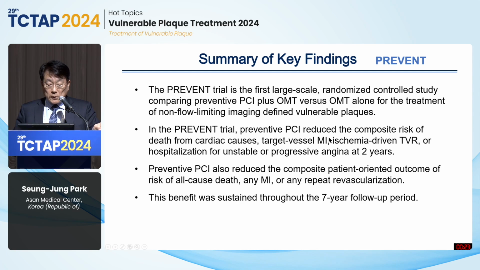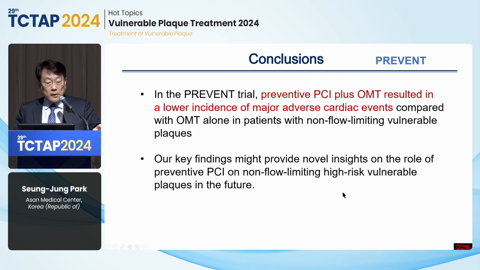The PREVENT trial clearly reduced the composite risk of death, cardiac death, target vessel MI, ischemia-driven TVR, and hospitalization. Preventive PCI also reduced the composite patient-oriented outcomes: all deaths, all MI, and any repeated revascularization. Benefit was sustained through the 7-year follow-up period.